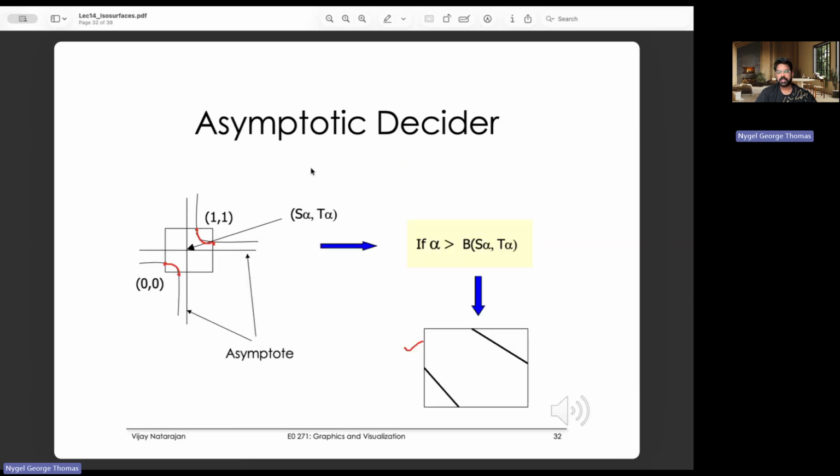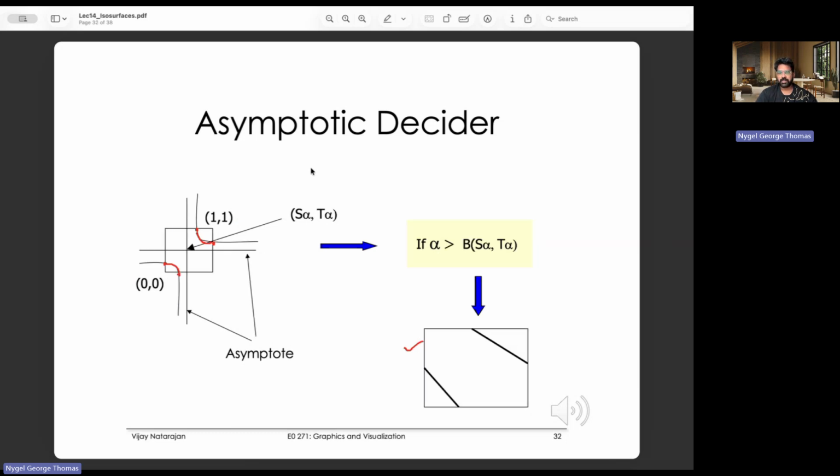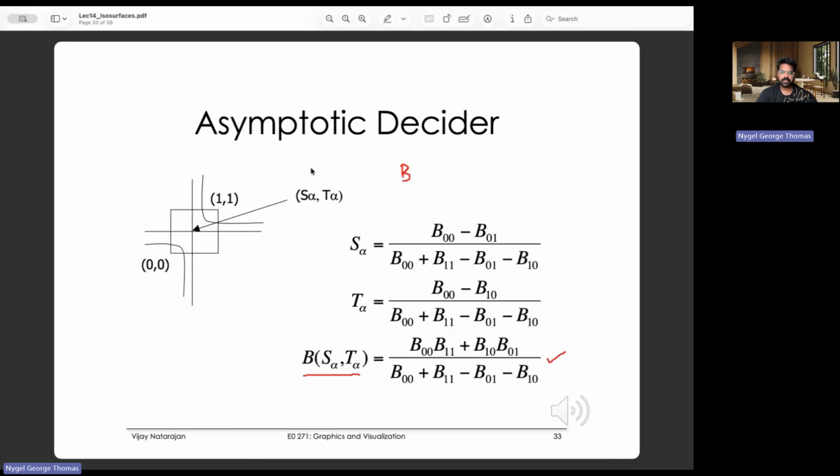But then there's an important question of how we find S alpha and T alpha. S alpha and T alpha are the points where the hyperbola reaches the saddle point. So what we do is we have the hyperbola equation. We take the partial derivative of B of (S, T) with respect to S and set it equal to 0. And we take the partial derivative of B of (S, T) with respect to T and set that equal to 0. So you get expressions for S alpha and T alpha.